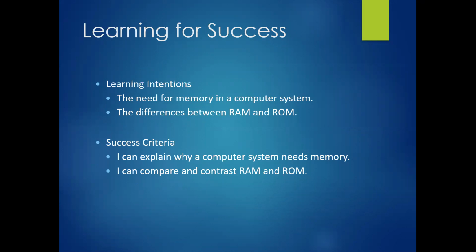So hopefully we can explain why a computer system needs memory. It needs memory to store programs while the computer is actually operating, as opposed to backing storage that stores our programs long-term when the computer isn't switched on. And in terms of comparing and contrasting RAM and ROM, RAM is non-permanent. When you switch the computer off, you lose the contents. ROM is permanent. It holds programs that are essential for the computer to operate and will be there long term.